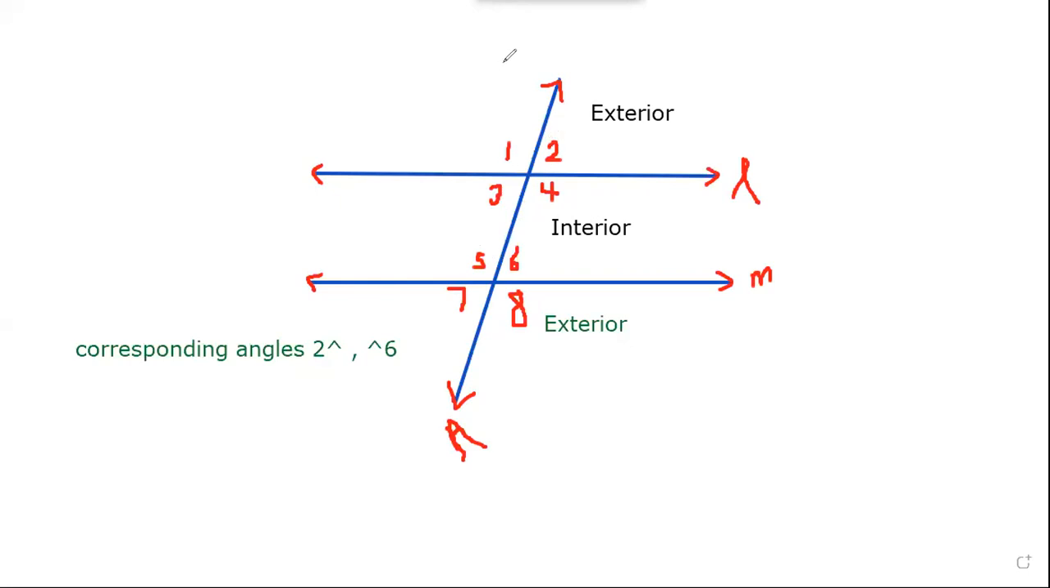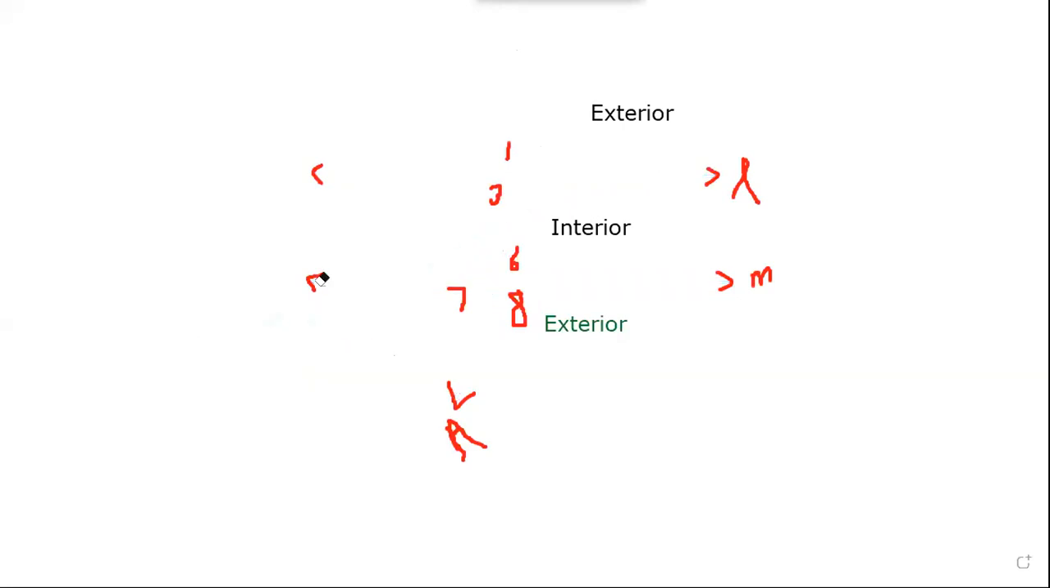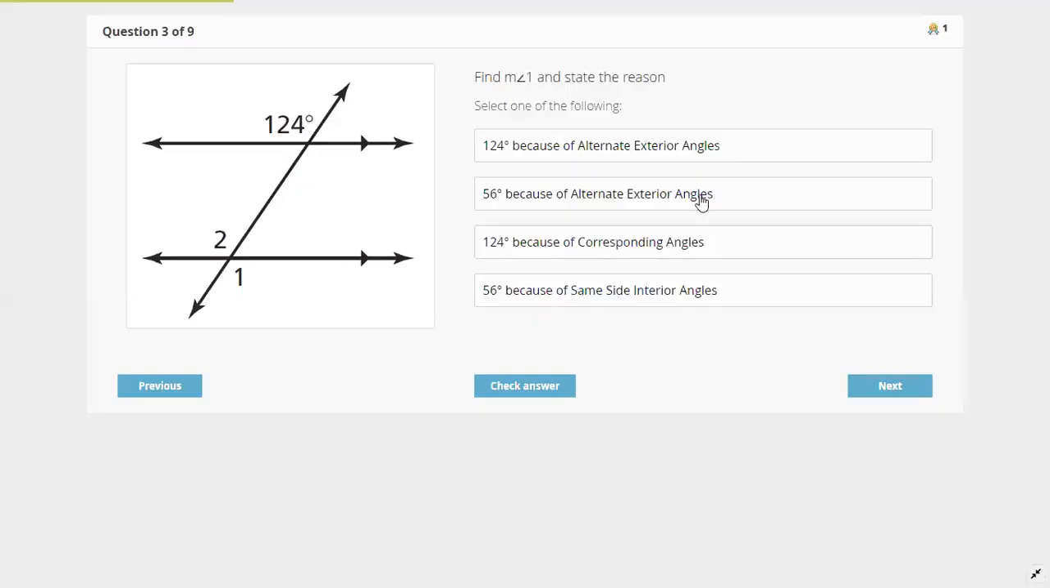Then by using these relations, we can solve questions by first defining an angle: is it alternate interior, alternate exterior, vertical, corresponding, or same side interior? So the first question is, find the measure of angle 1 and state the reason. Select one of the following choices.